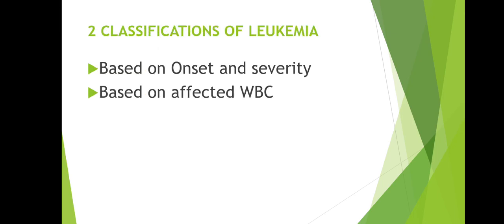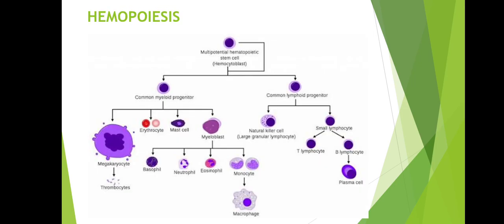So now let's look at the classifications of leukemia. We have 2 major classifications of leukemia. And please, I want your life to be very, very easier here. The first classification of leukemia is based on onset and severity. Onset, how it starts. Then the second classification of leukemia is based on what kind of white blood cell has been affected. Remember what I was telling you here? We have myeloid progenitor and we have lymphoid progenitor. So we're just looking at which of these two has been affected.